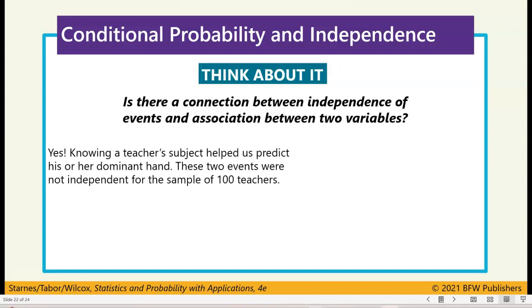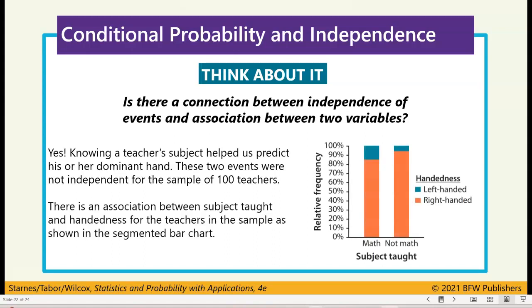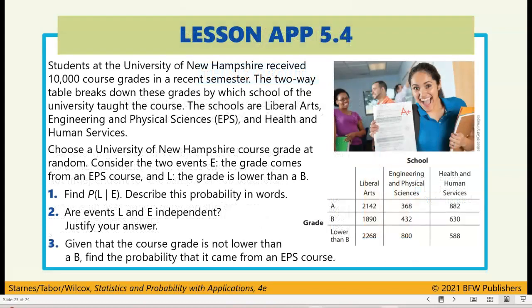So yes, if they're not independent, then knowing a teacher's subject might help us predict which hand is more dominant. Because if you did a bar graph of that, the scales are not going to match. They're not independent. So then this is what you would try on your own here.